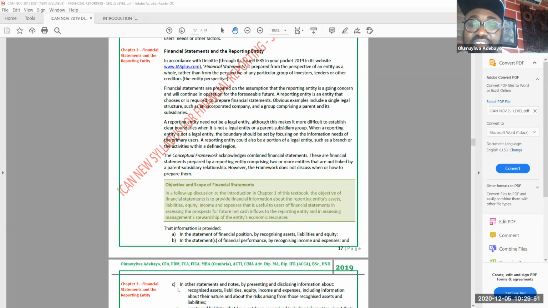that conveys financial information with respect to what? Financial performance, financial position, and the cash flows of a business to the users of financial what? Information.